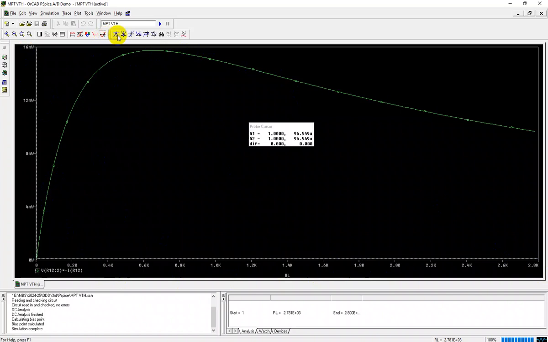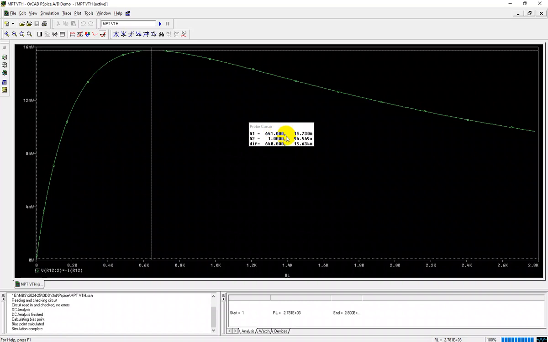Click on toggle cursor and this is your cursor peak. So it is at 15.73 milliwatts. That's the exact value that we had simulated, right? So do not worry about this value 641, because our value was 649. There's a small variation, but still this is the maximum power that we have got, that is 15.73 milliwatts. So this is how we verify VTH, RTH and maximum power Pmax for the maximum power transfer theorem.